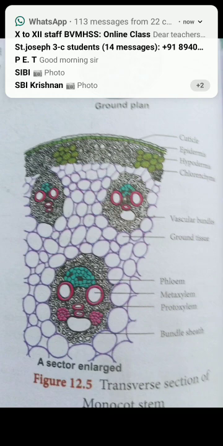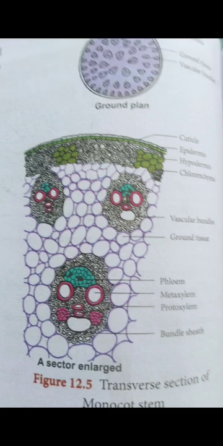Okay, next the pith. Pith is not differentiated in the monocot stem, so it is absent in the monocot stem. Okay, so this is the structure of the monocot stem, transverse section of monocot stem. Okay, then let us see the difference between the dicot stem and the monocot stem.